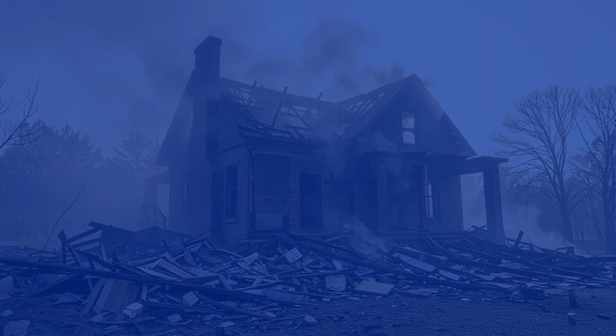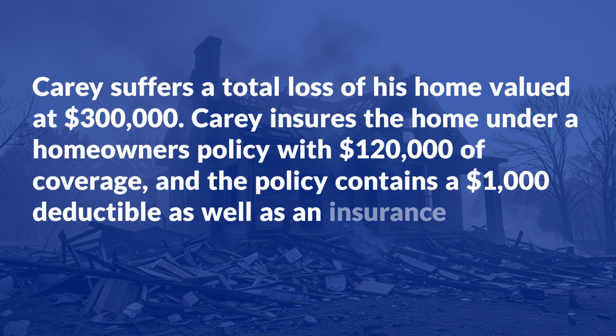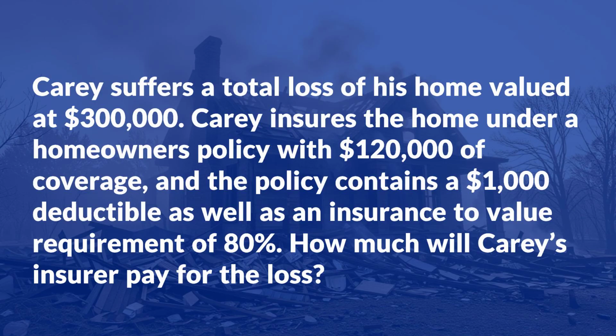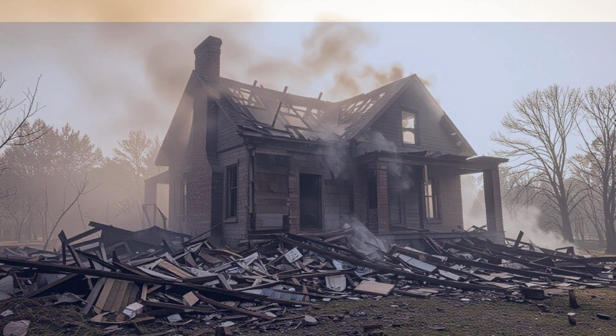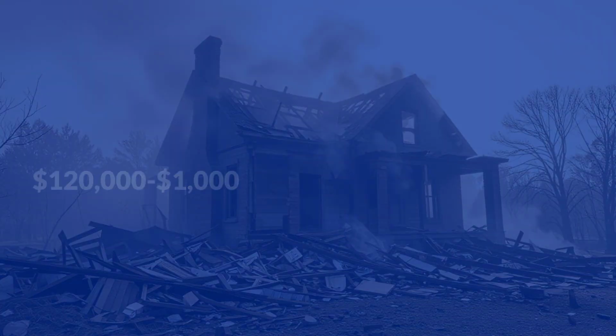Question 2. Kerry suffers a total loss of his home valued at $300,000. Kerry insures the home under a homeowner's policy with $120,000 of coverage, and the policy contains a $1,000 deductible as well as an insurance to value requirement of 80%. How much will Kerry's insurer pay for the loss? The correct answer is $119,000.